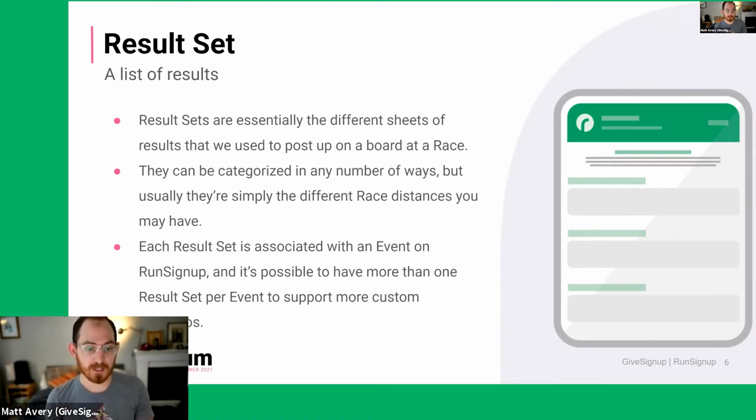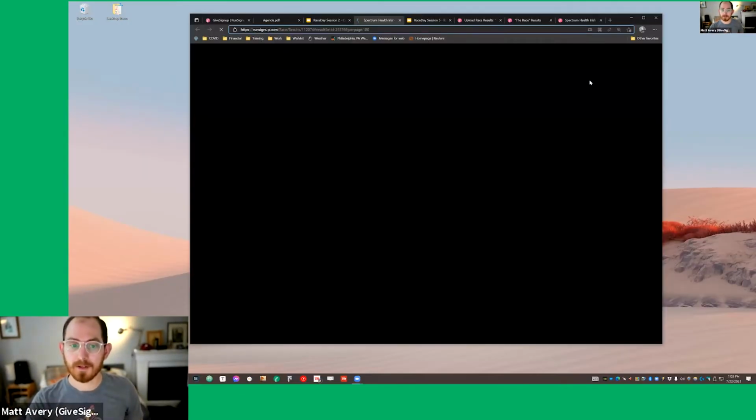And each result set is associated with an event on RunSignup. It's possible to have more than one result set per event to support more custom scenarios, like I was talking about prior to this, where you have your firefighter result set, like a filtered list, and those are all associated with my 5K event, let's say.